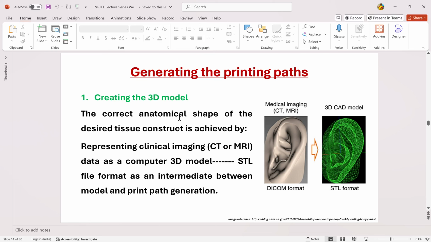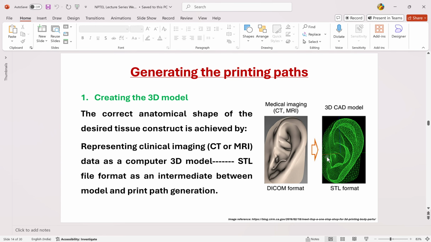The correct anatomical shape of the desired tissue construct is achieved by representing clinical imaging, CT or MRI data, as a computer 3D model. So this STL file is important. The STL file format acts as an intermediate between model and print path generation. You get the first 3D model from your medical imaging, then you convert it to make a 3D CAD model, which will be your STL file.